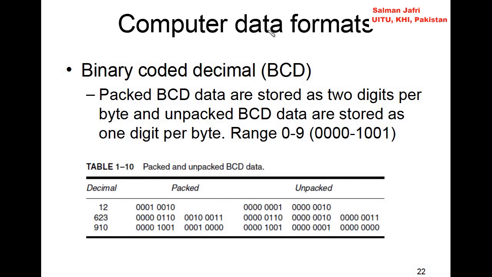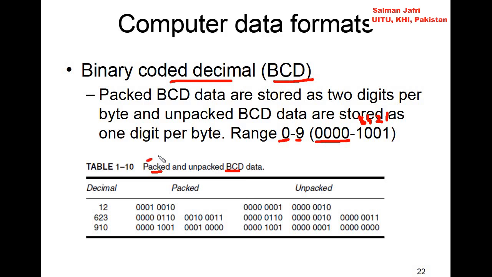Again, we have another data format which is very useful, called BCD or binary coded decimal, which has a range from 0 to 9, and we use 4 bits to represent a BCD number. So BCD 0 is 0000 and BCD 9 is 1001 because we have the 8, 4, 2, 1 code. As far as BCD is concerned, there are two flavors: the packed version of BCD and the unpacked version of BCD.